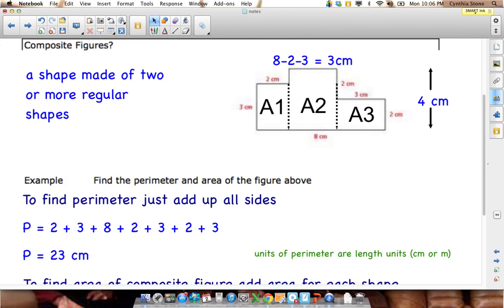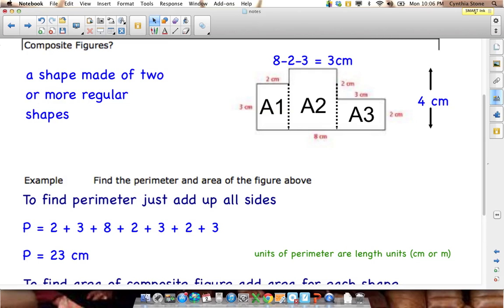And the other dimension that I wasn't given was the height of this bit right here. We don't need that for perimeter, but we will need it for area, so I'll just discuss it now. That works out to 4 because this part is 2 and this part is 2. So this distance here is 4 centimeters from top to bottom.